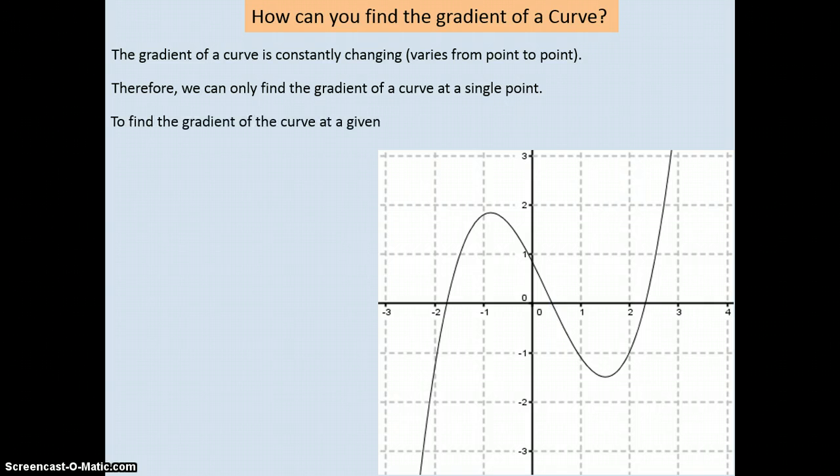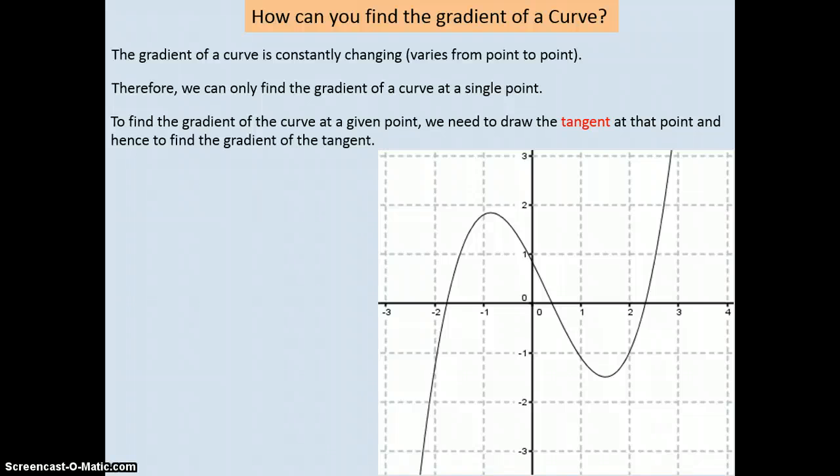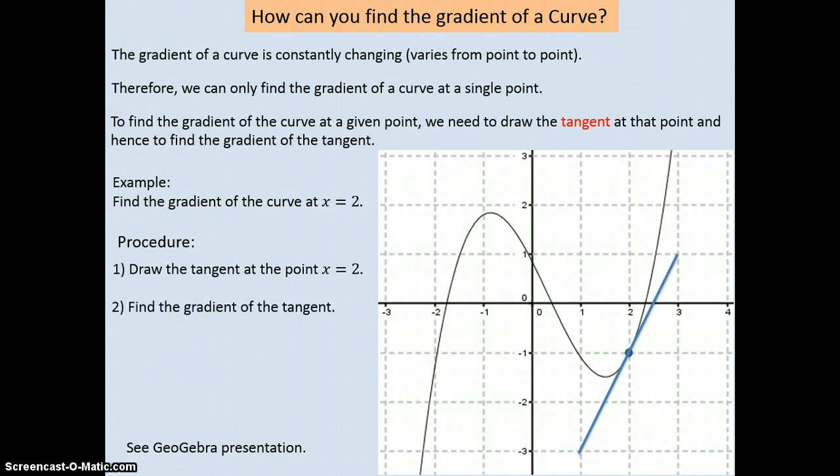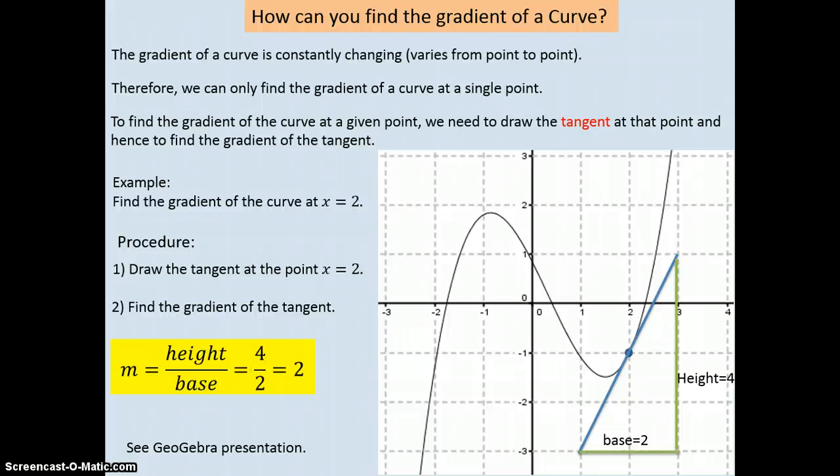To find the gradient of the curve at a given point, we need to draw the tangent at that point, and hence find the gradient of the tangent. For example, to find the gradient of the curve at x is equal to 2, so at this point here, we need to draw a tangent and then find the gradient of the tangent, which is height over base as we saw before. The height is 4, the base is 2, so height over base is equal to 2.